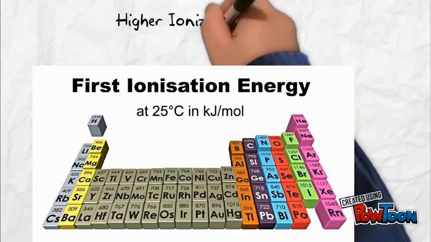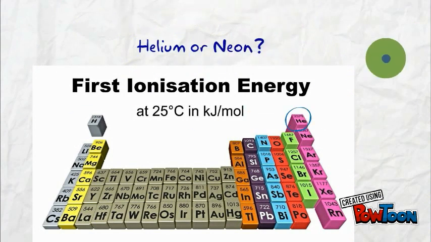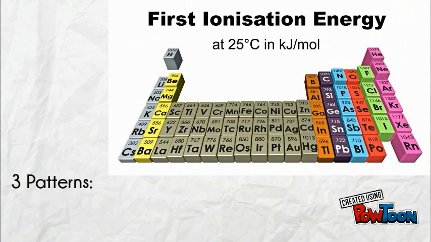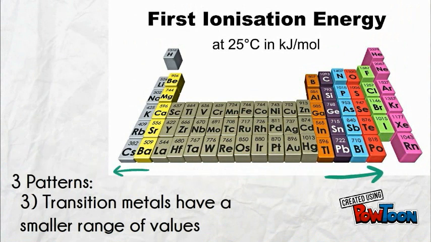So which element has a higher ionization energy, helium or neon? Helium, because its electrons are more tightly bound and are harder to remove, so they take a greater ionization energy to take them out. The third general guideline is that the transition metals, colored in gold, show a smaller range of ionization energies than the representative elements, which are the rest of the elements.